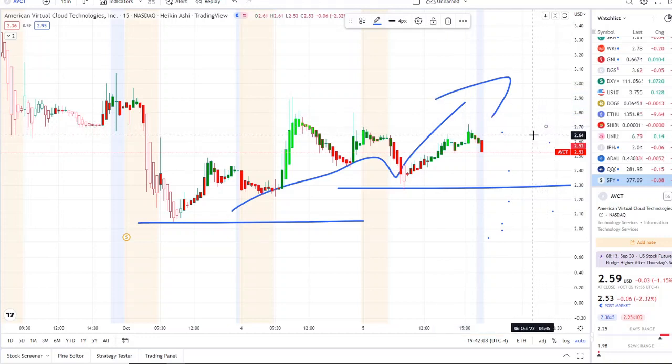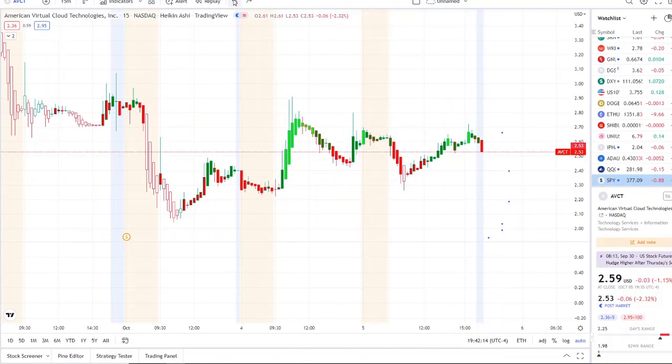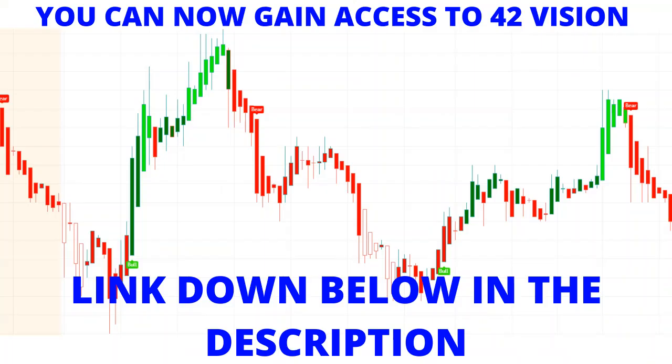Another thing as well, a lot of people are talking about the FTDs, which we're going to break down in today's video, and then we're also going to break down things here with the inflow versus outflow and our bull and bear indicators, which you can now gain access to as well.